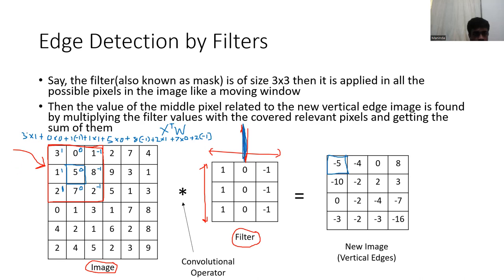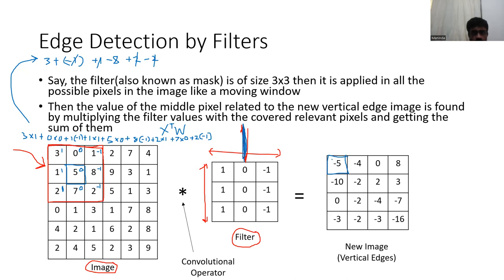So let me check again. 3. So what is the value that you get? Do the calculations here. 3 plus. This is 0. This is minus 1. This is minus 1. Oh, this is 1. 5 times 0, 0, 8 times minus 1, minus 8, 4 times 1, 2, 7 times 0, 0, 2 times minus 1, minus 2. So, minus 1 plus 1 will cut down, plus 2, minus 2 will cut out. 3 minus 8 is minus 5, right?